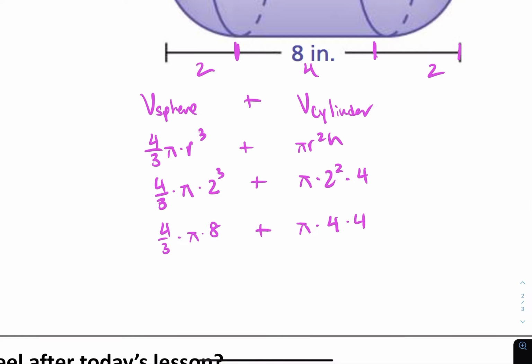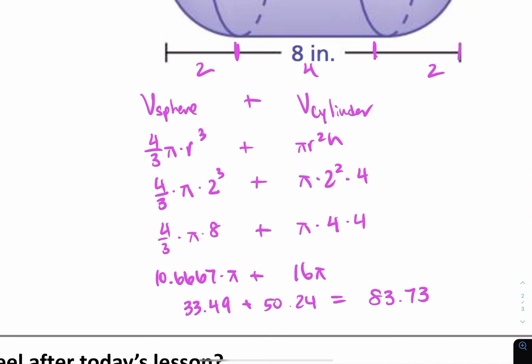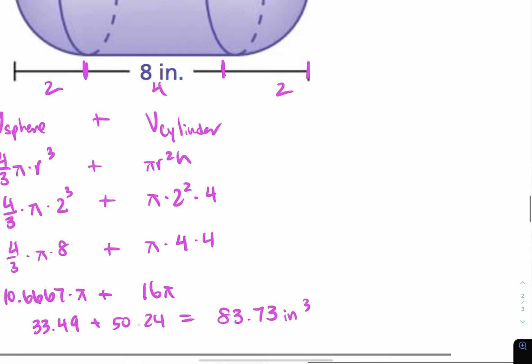If you multiply that out, it looks like I get 10.6667 times pi plus 16 pi. And then if I do this, I get 33.49 plus 50.24. So if I were to add both of these numbers up, you get 83.73 inches cubed. But because it says approximate to the nearest tenth, I'm going to do 83.7 inches cubed as my final answer.